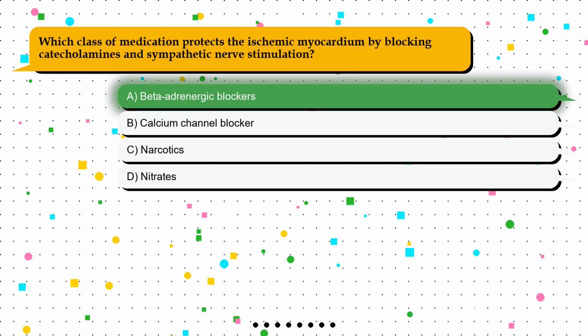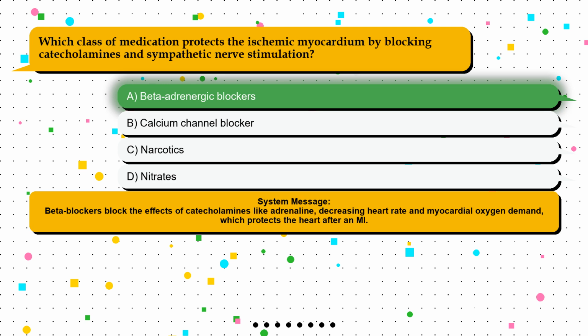The correct answer is option A, beta-adrenergic blockers. Beta blockers block the effects of catecholamines like adrenaline, decreasing heart rate and myocardial oxygen demand, which protects the heart after a heart attack. Question 5.